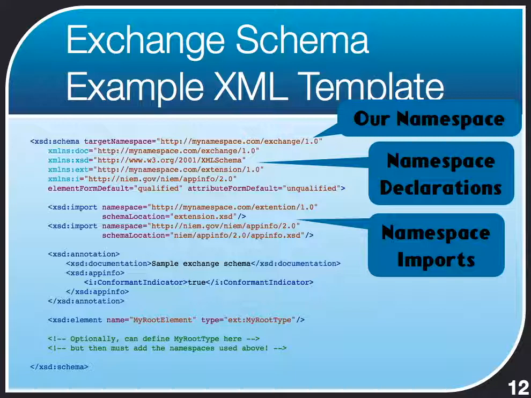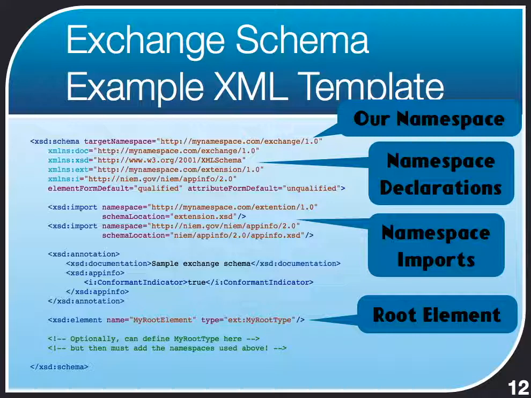And we can see that by looking down at the bottom where we define our element. And we just called it my root element because this is just a template. And its type is my root type out of the extension schema. See the ext colon. So that's from the extension namespace. So see that line? Do you see anything out of the NIEM? No, you don't. You see the local name, my root element, and then you see something out of the extension schema. Since we're not using anything in this schema from the NIEM, we don't have to declare it here and we don't have to import that schema in.